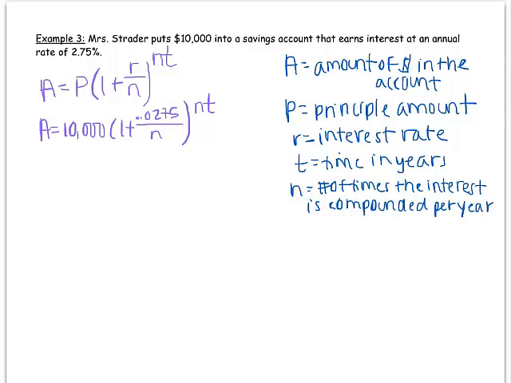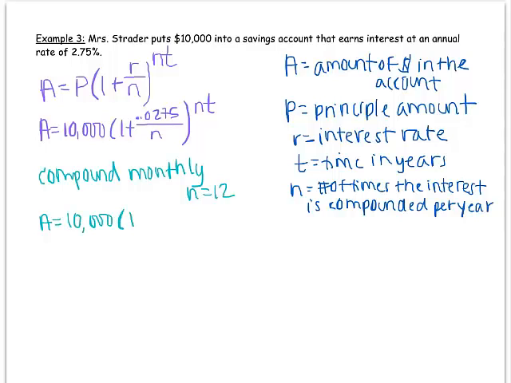So what changes will be how many times it's compounded and how many years it's in the account. So let's say that they compound your interest monthly. That means that N is 12. That means you're getting some amount of money every month. So that would look like this. A equals 10,000 times 1 plus 0.0275 over 12, all to the 12 times T. And T can be whatever, 5 years, 10 years, 2 years, whatever's going on there.